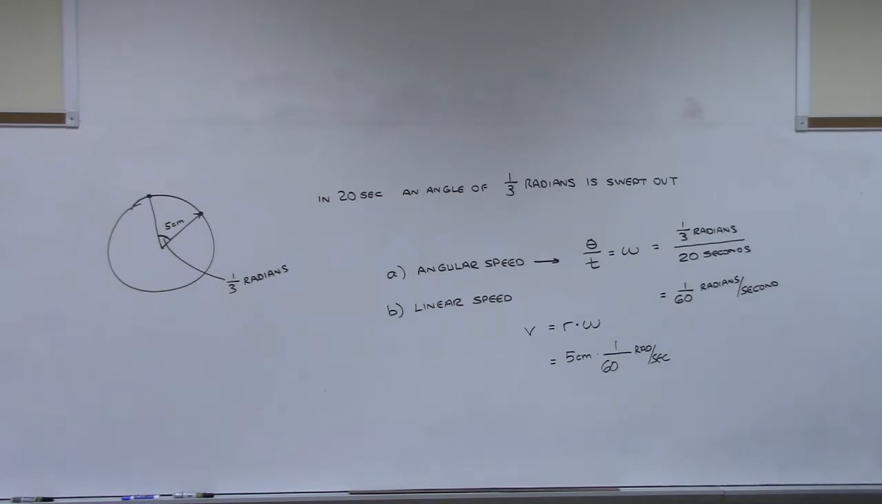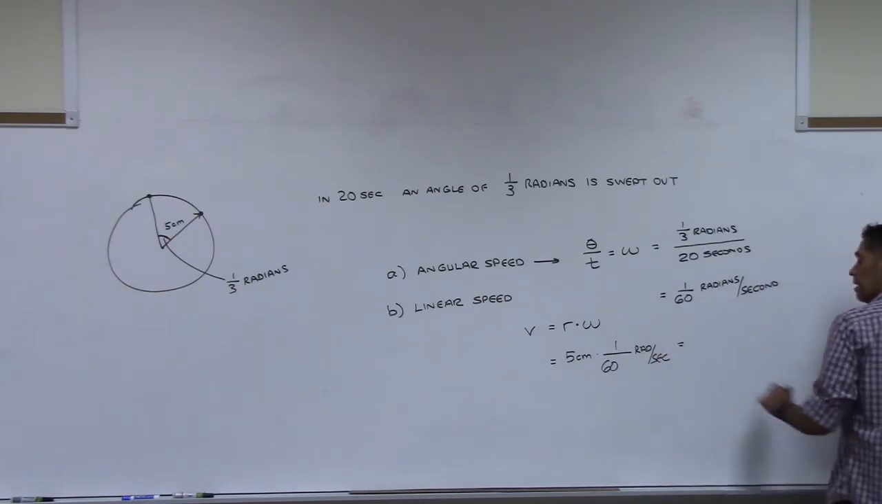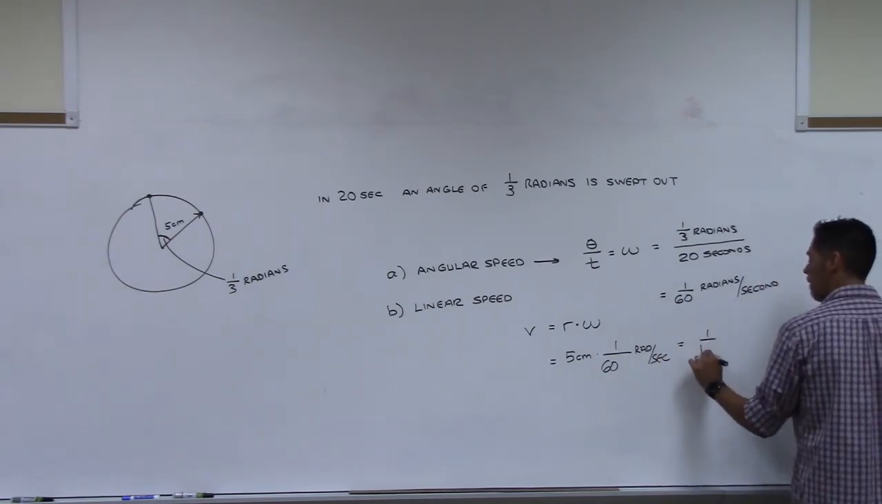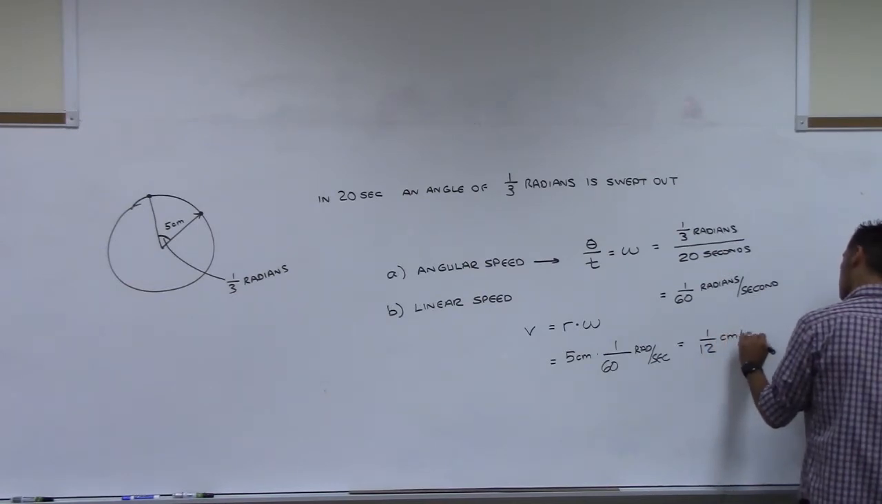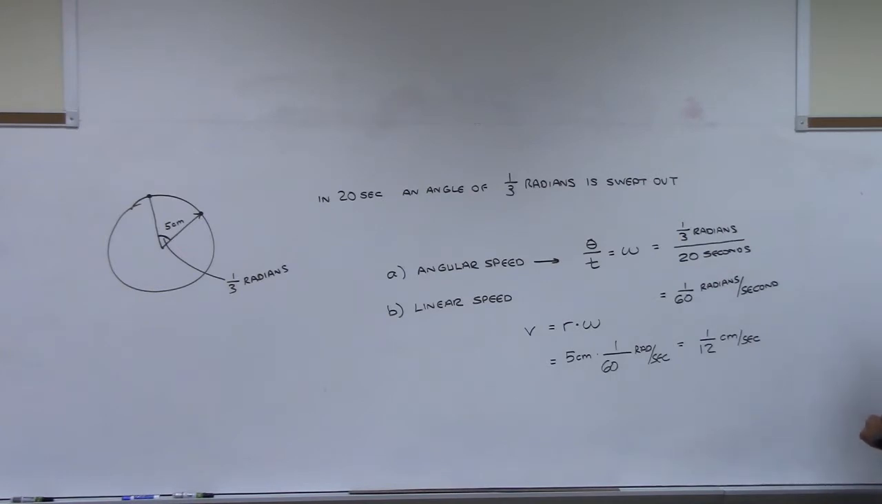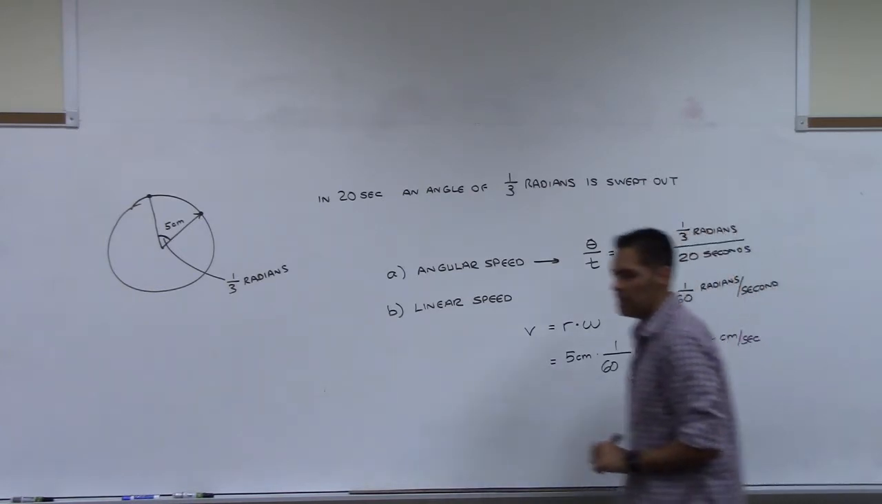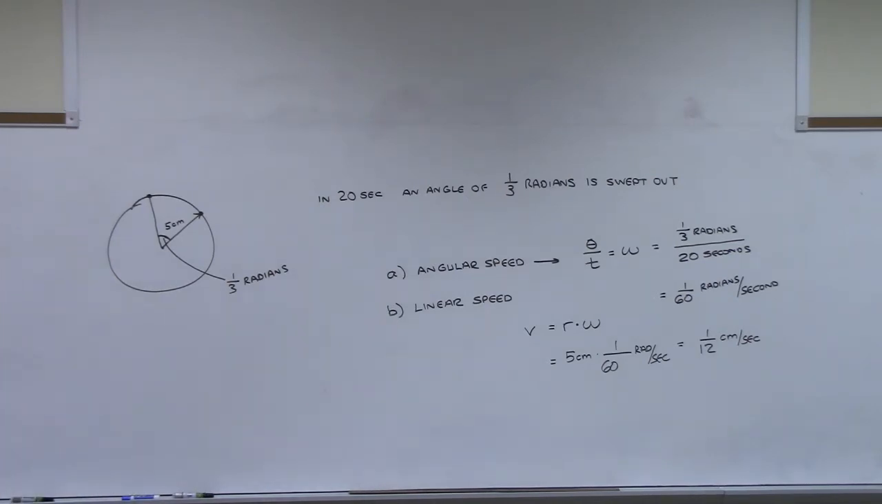And you can reduce that fraction. It's 5 over 60, which goes in there, what, 1/12? 1/12 centimeters per second. Because it's a linear speed, it has to be distance over time, like length over time.